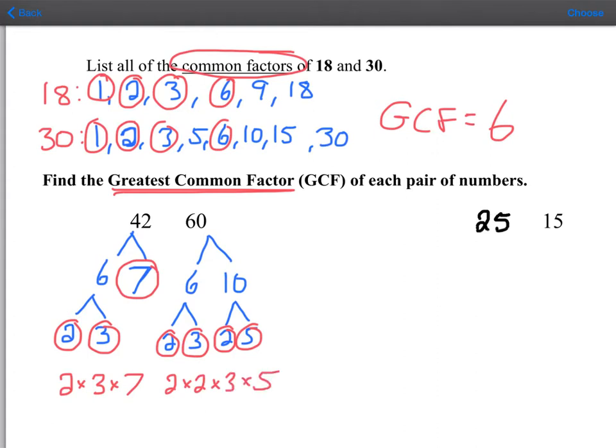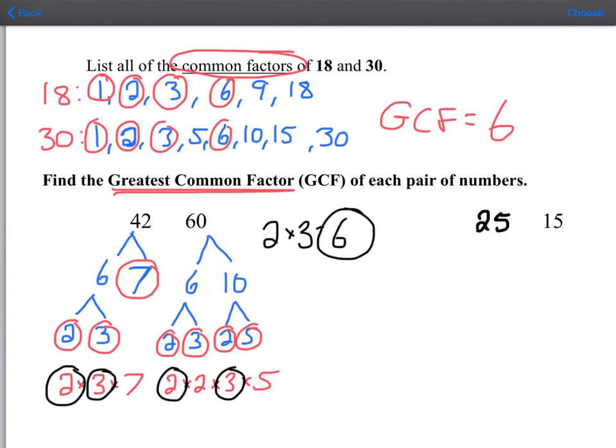My ultimate goal is to find the greatest common factor. So now I need to look at what prime factors they have in common. In this case, they both had a 2. They both had a 3. So I take that 2 and I take that 3. I multiply them together and get a greatest common factor of 6. That's the largest number that they both have in common for a factor.